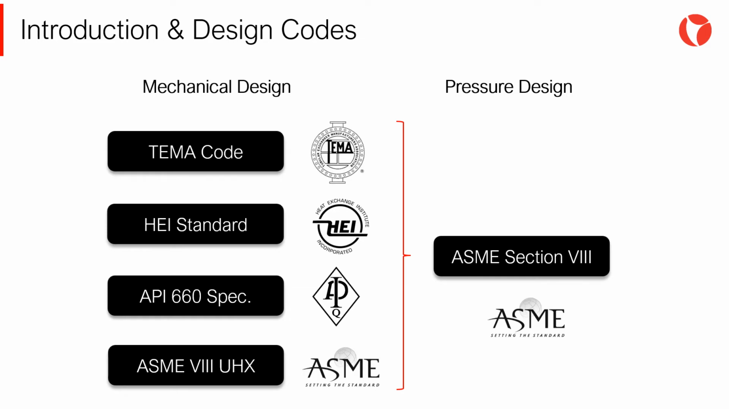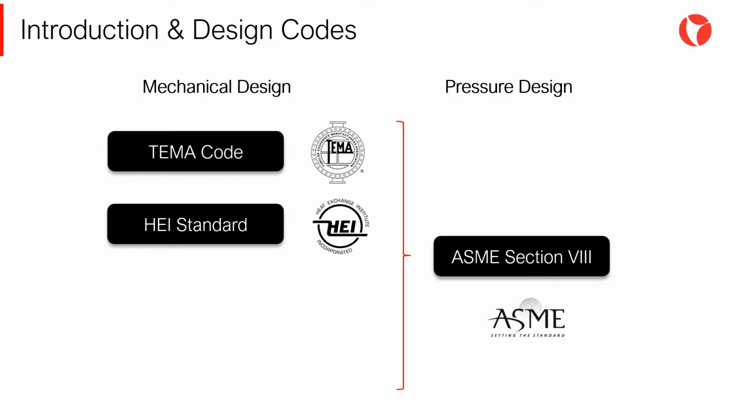The most widely used codes for the mechanical design are the TEMA code, largely used in petrochemical refineries and applications in general, and the HEI standard, mainly used for power plants. Both codes prescribe the use of the ASME Section VIII code for the design pressure.